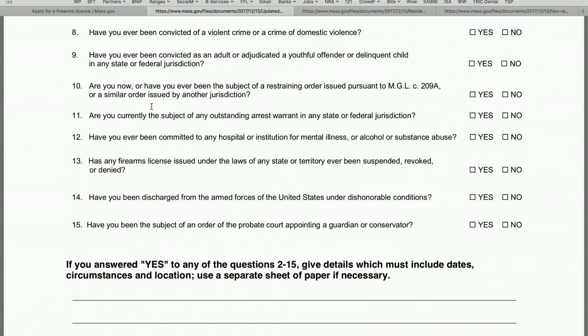Okay, all right, question 10. Have you ever been subject to a restraining order? Okay, so a restraining order is not a lifetime ban. It's one of those things where, if you have an active restraining order, it's going to prevent you from having your firearms.